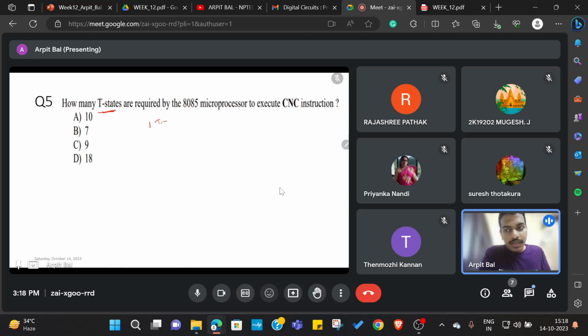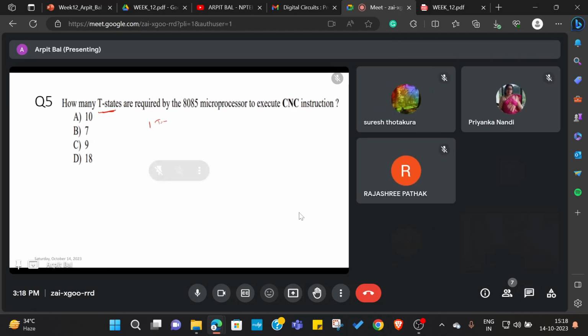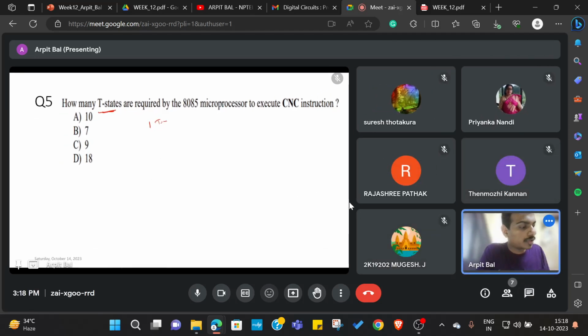One time period means 1 divided by the operating frequency of my microprocessor, right? And this question asks how many T states are needed by the CNC instruction, call not carry. The answer many people have already written, that is option D, 18. So this is the instruction that takes the longest delay, right?